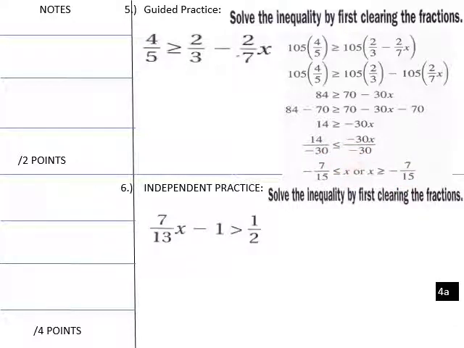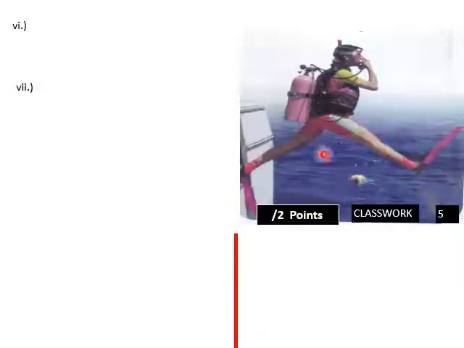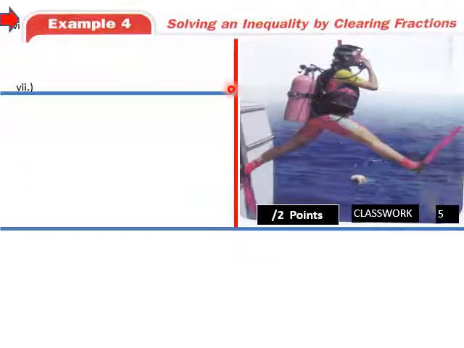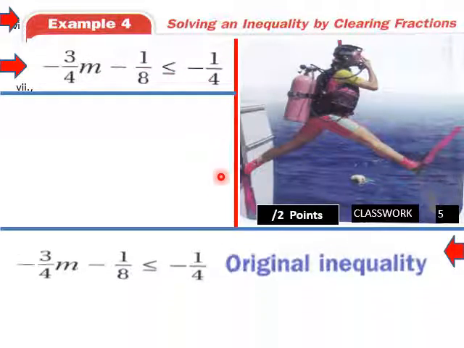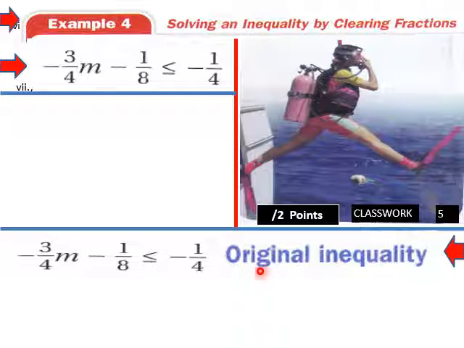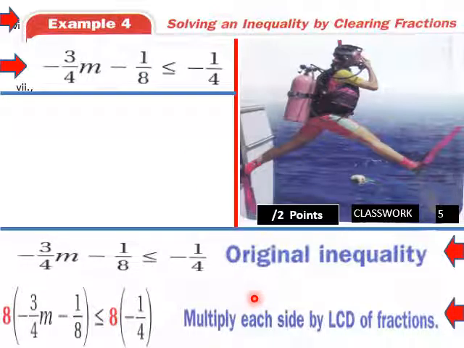Okay, so moving on now to our next example, solving an inequality by clearing fractions. So we have negative 3 over 4m minus 1 over 8 is less than or equal to negative 1 over 4. So here's our original inequality. How are we going to solve this? So we need an LCD here, which is 8. So we're going to multiply both sides of the inequality by 8. Multiply each side by the LCD of the fractions.